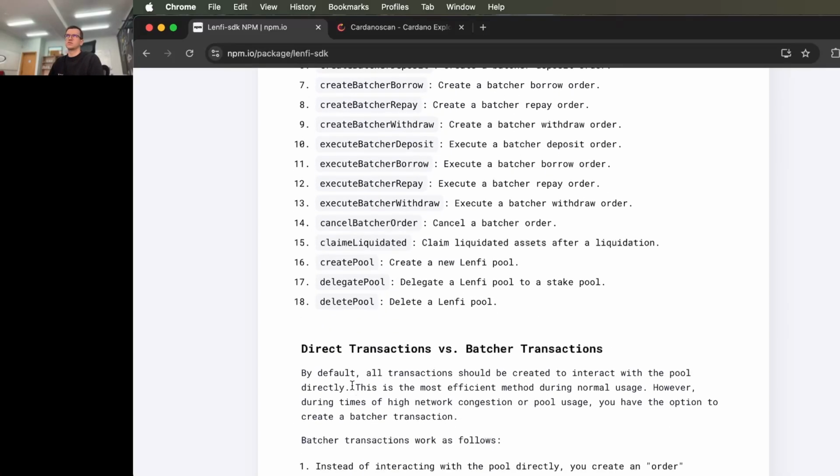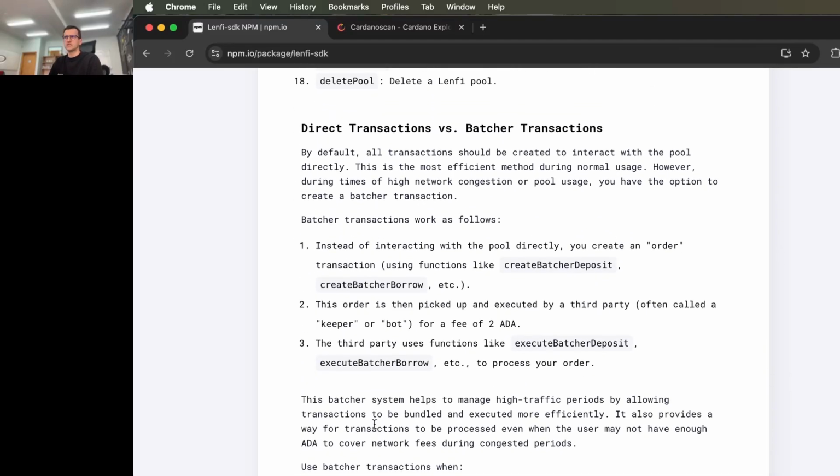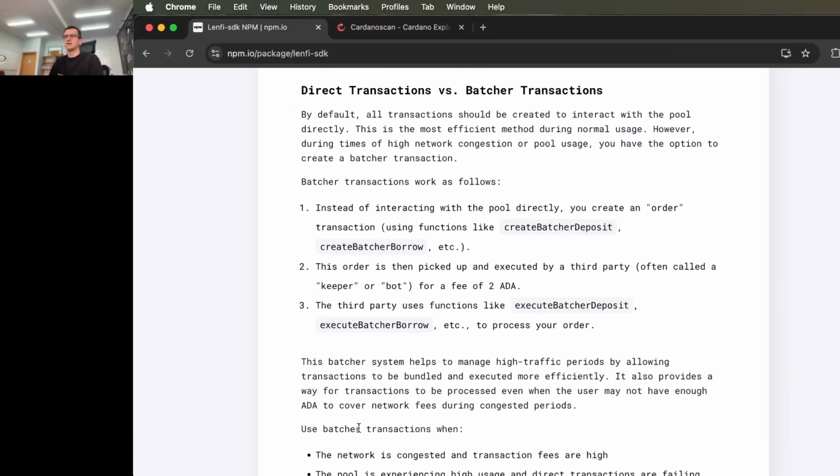The usage has two types. One is direct transactions, which means it interacts directly with the pool. So in one transaction, you can borrow from the pool by providing collateral. Or you can use a batch of transactions where you deposit the funds into the batcher and someone has to execute the batcher, and you can be the one who executes the batcher transactions, which will result in you collecting some of the batcher fees. You can do all this using the SDK.